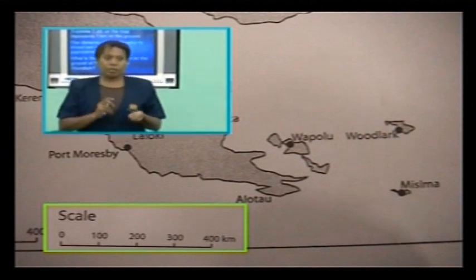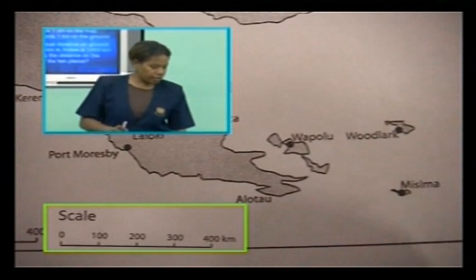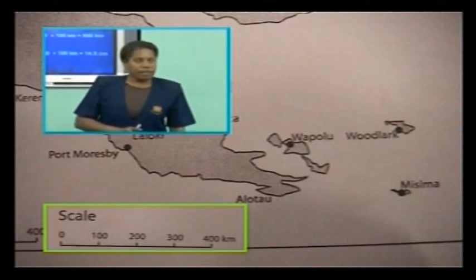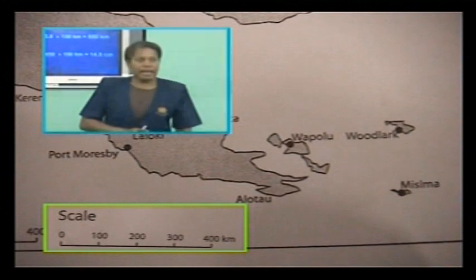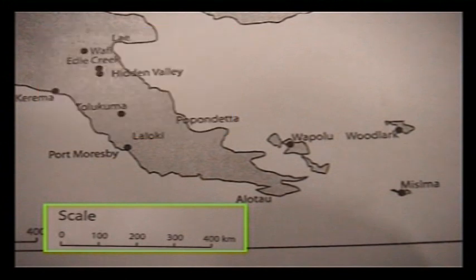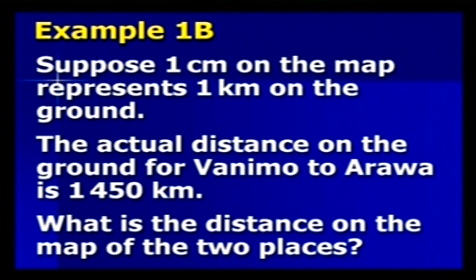So that means Jubilee is correct. 5.5 times 100 kilometers is equal to 550 kilometers. Class, that's the actual distance on the ground. Okay, 7s and receiving students, let's go to another example.